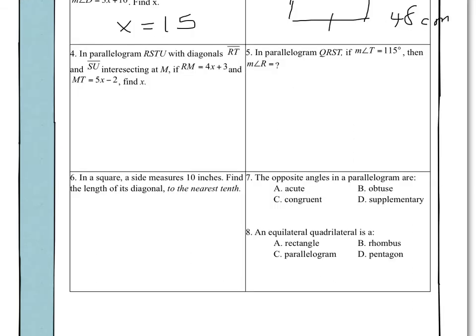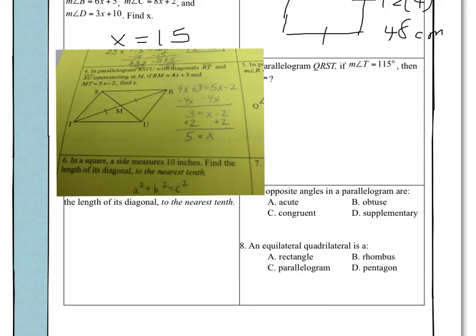Number 4 says, in parallelogram RSTU with diagonals RT and SU intersecting at M, if RM equals 4x plus 3 and MT equals 5x minus 2, well, solve. Clearly here, because these diagonals are bisecting each other, and we can see that RM is congruent to MT, we want to set RM equal to MT and solve for x. When we do that, we get x equals 5. And again, we were only asked to find x this time, so x equals 5.